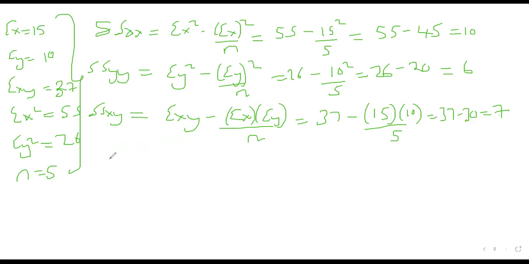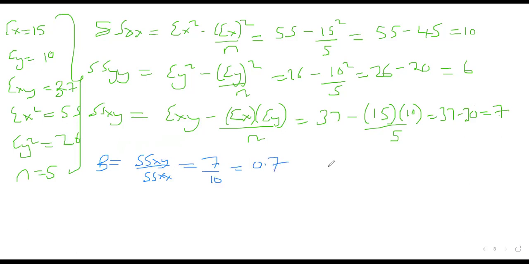So we can even do some preliminary calculation. The slope is xy over xx. So what do we have there? 7 over 10, which is 0.7.